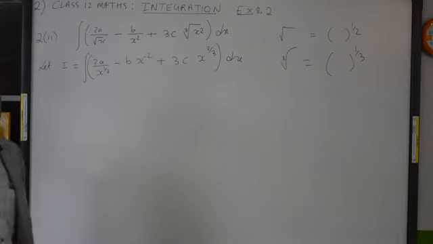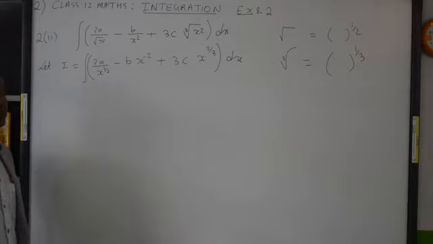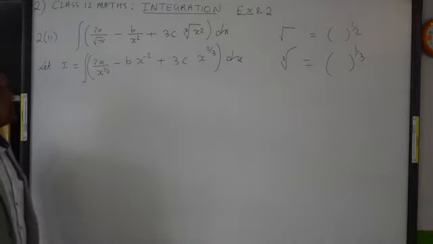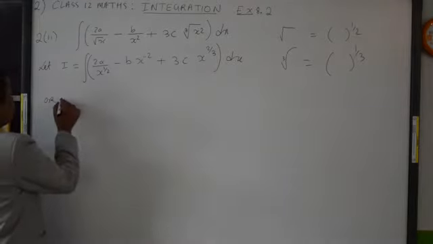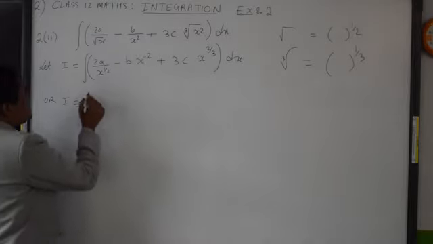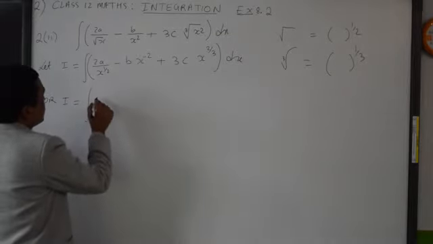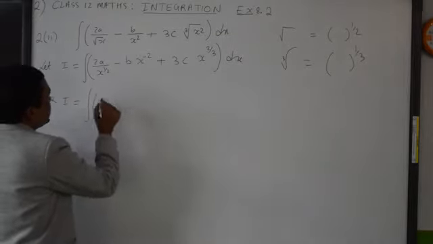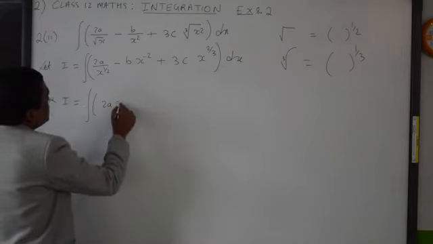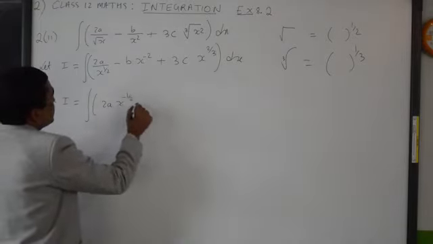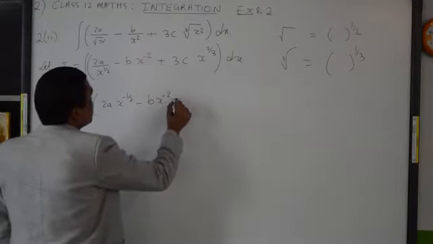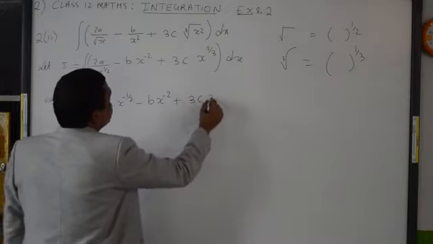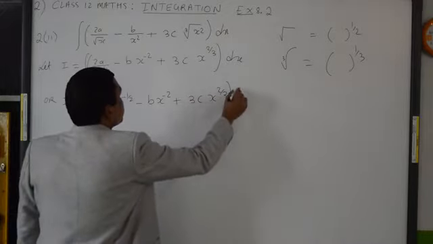Now separate the integration for each term, as we did in the previous questions. After converting into simple form, separate it and do the integration by using the integration power formula. So I equals bracket 2a x to the power minus half, then minus b x to the power minus 2, plus 3c x to the power 2 by 3.